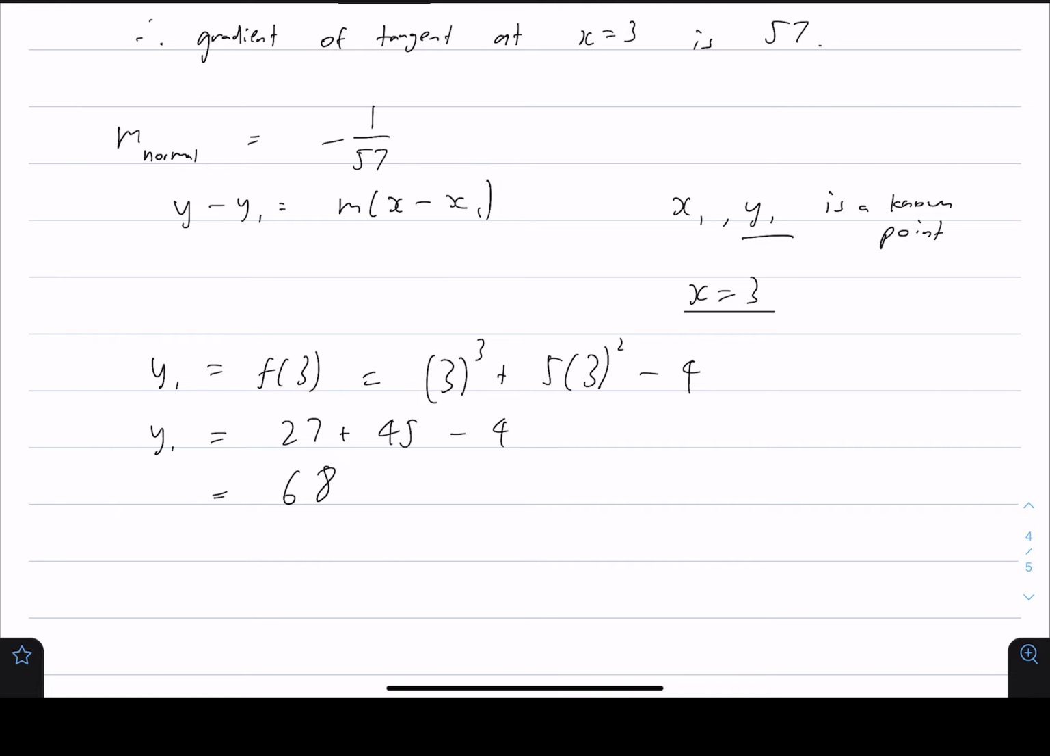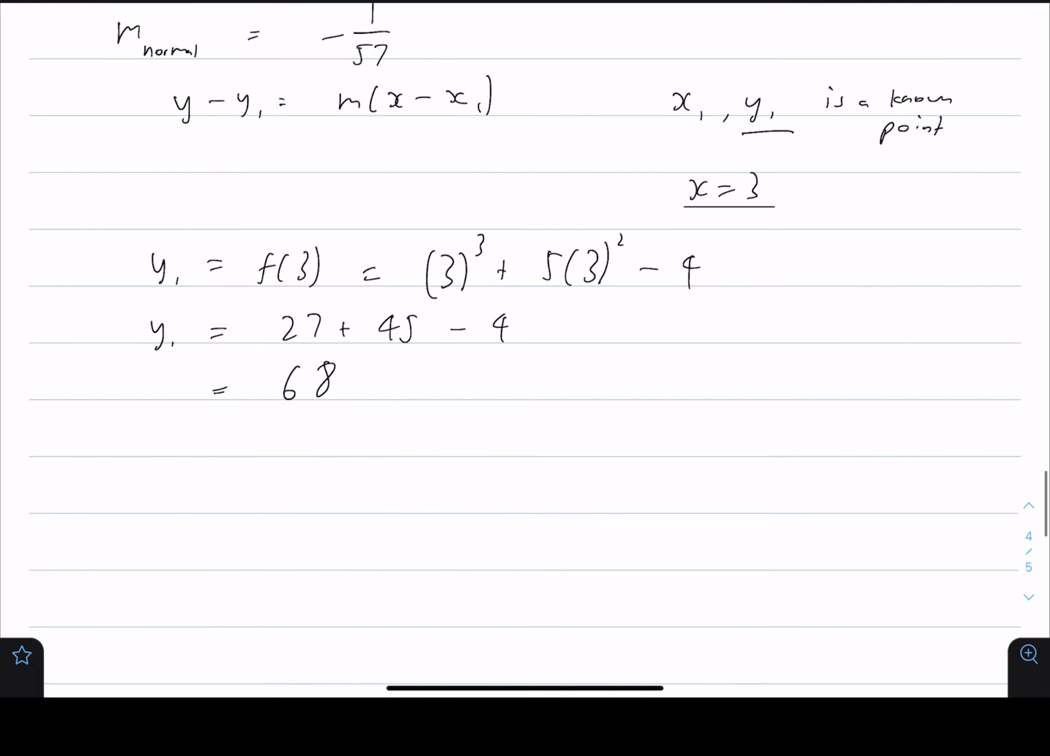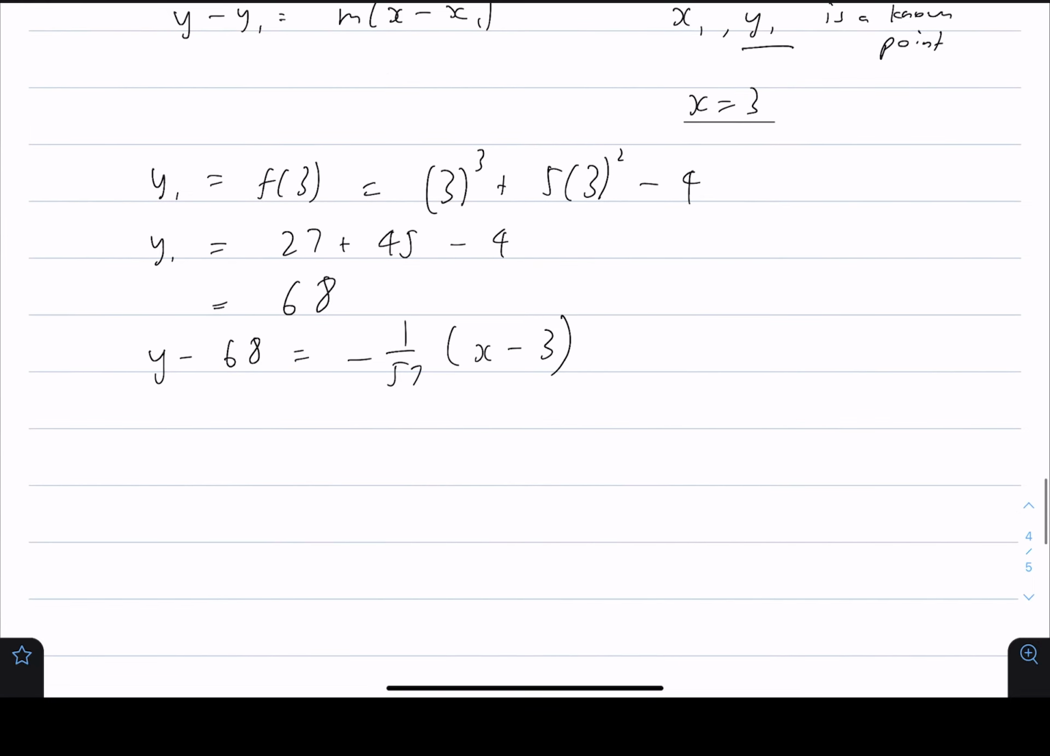Okay, so now we can use our gradient point form formula to find the equation of the normal. So y minus 68 equals negative 1 on 57 outside of x minus 3. This is quite messy, so let's just put it in y equals mx plus b form. What we have is y equals negative 1 on 57x plus 3 on 57 plus 68. And that is some complicated fraction that I cannot be bothered to work out.